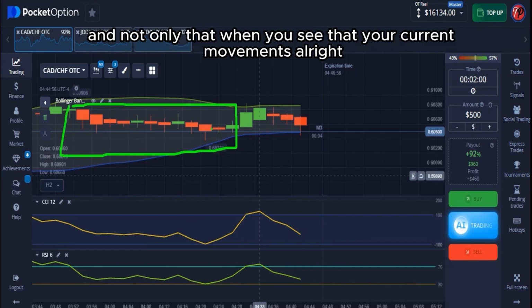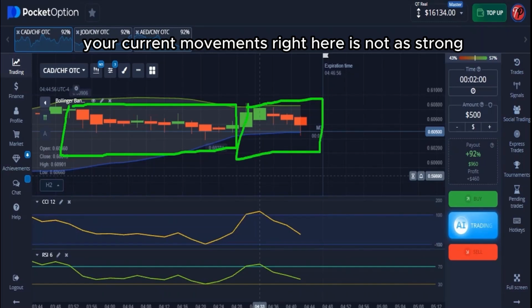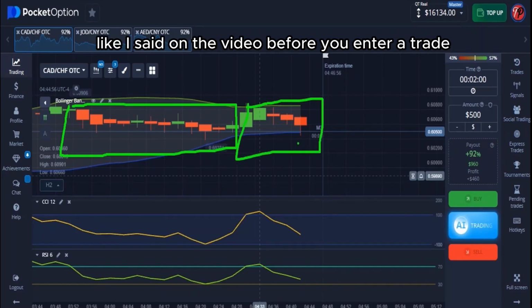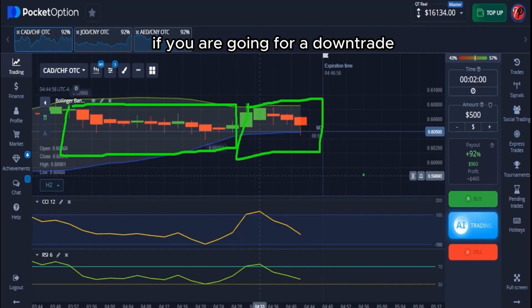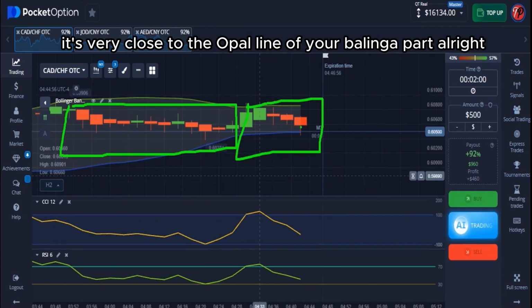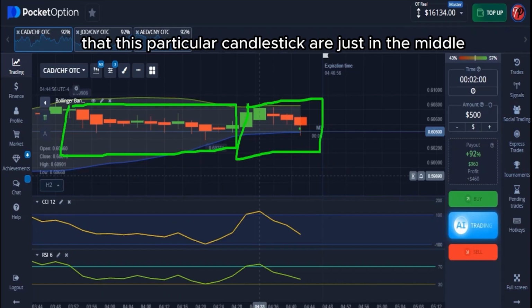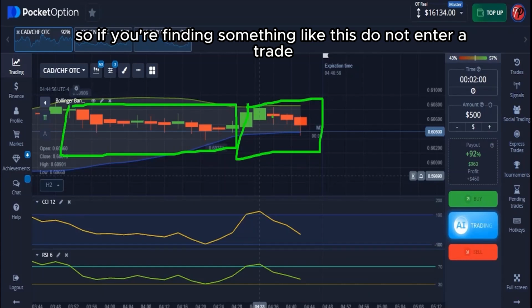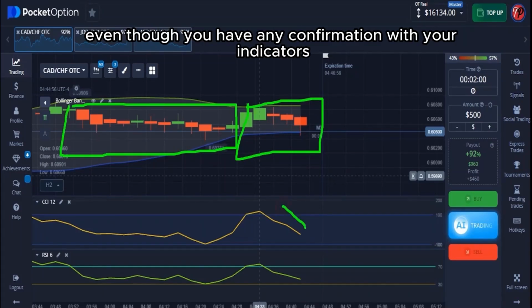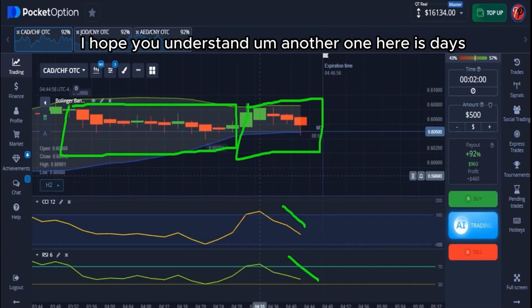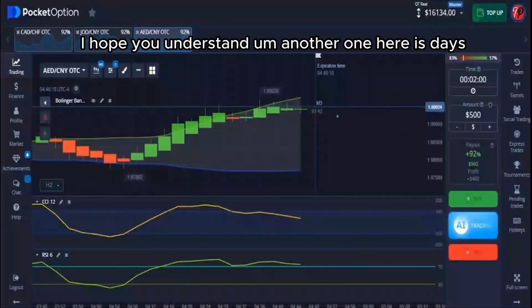And not only that, your current movement right here is not as strong. Like I said in the video, before you enter a trade, make sure that the candlestick you're placing your trade on, if you're going for a down trade, is very close to the upper line of your Bollinger Band. But you can see right here that this particular candlestick is just in the middle. So if you're finding something like this, do not enter a trade. It's a fake signal, even though you're having a confirmation with your indicators. I hope you understand.